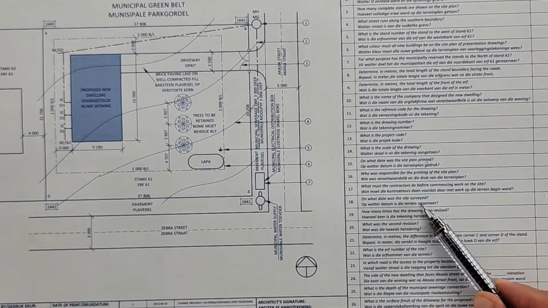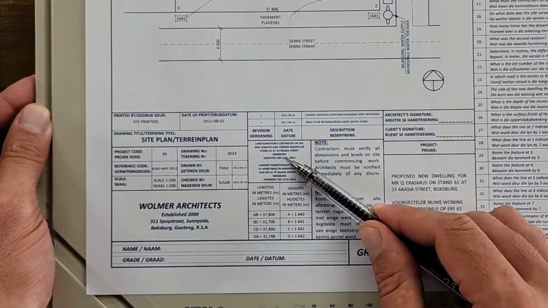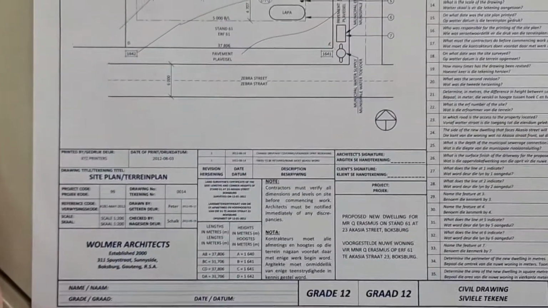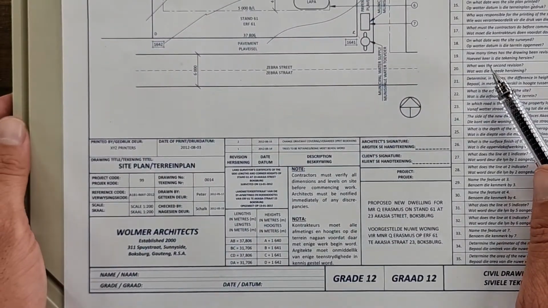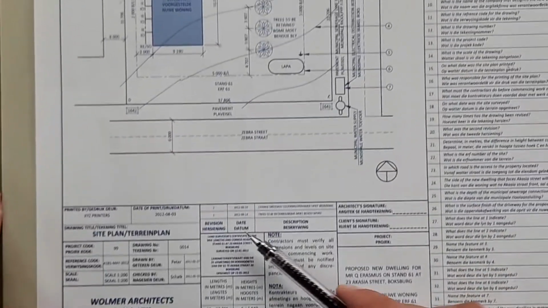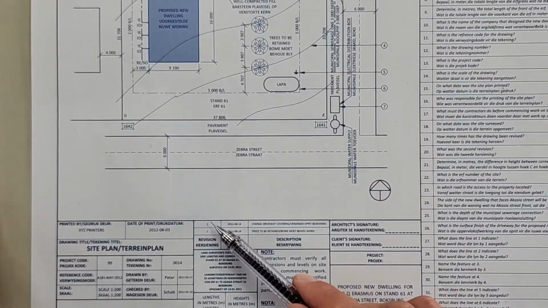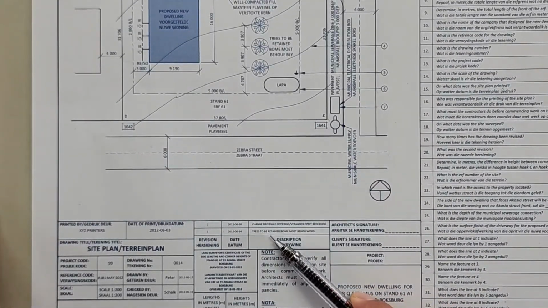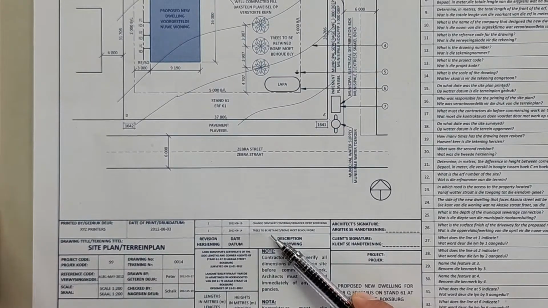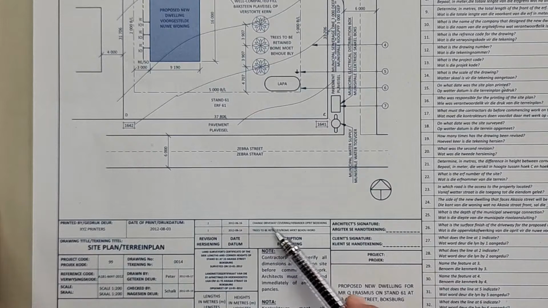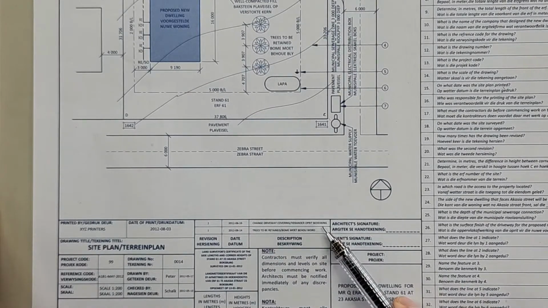On what date was the site surveyed? Again here, there you can see the surveyed date. How many times has the drawing been revised? 1, 2 times. Alright? So it's not rocket science at this stage. It's getting there. What was the second revision? The second one was to change the driveway, under the oprit bedekking.